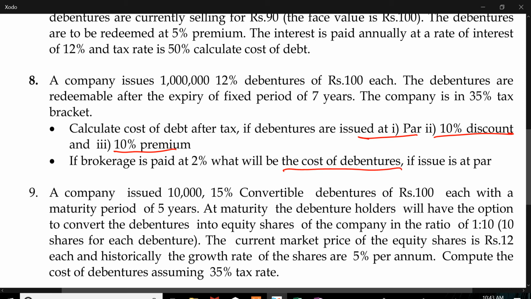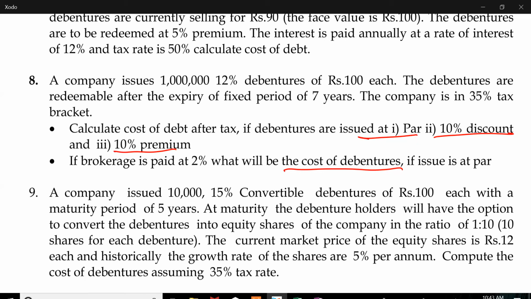Now how many debentures have been issued by the company? 10 lakh. When I solve a problem, I'm least bothered whether they issue 10 lakh debentures or 10,000 debentures. For us, it's only one debenture. All our cost of debt calculation will happen with only one debenture. The same formula, interest after tax plus average other cost divided by average funds employed. We'll get 4 different answers because there are 4 different scenarios to the question.